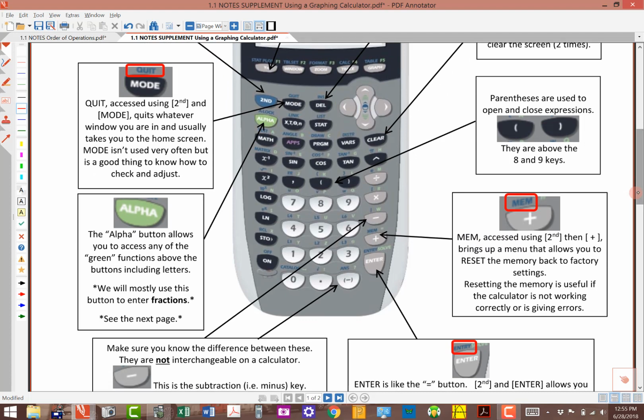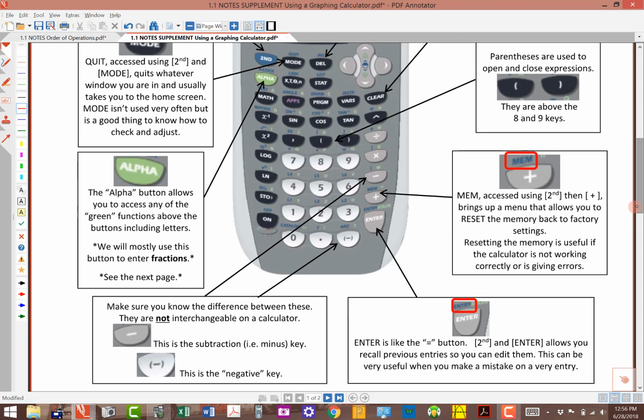So get your calculator ready for that. The memory button is a really useful key because we're going to use a classroom set of calculators, and sometimes something gets messed up. Somebody resets the settings on them, or has a weird graph on there or something like that. We can reset things back to factory settings using that reset, and I'll show you how to do that in just a second. And then there's one last thing I want you to be aware of.